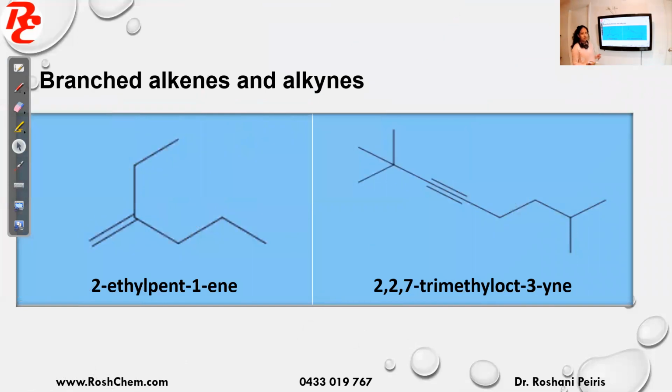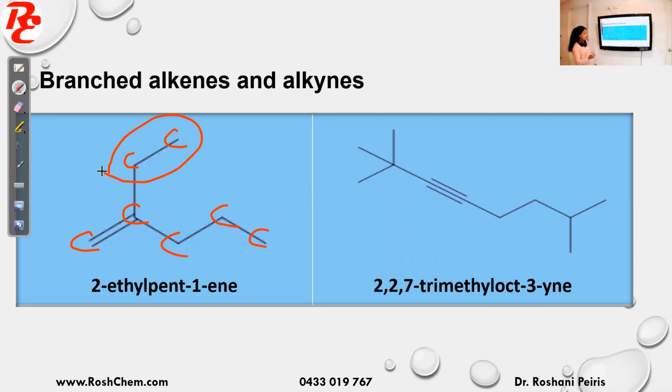Okay, so how do we name branched alkenes and alkynes? Now look at these two structures. These are skeletal formulas. If you have to name a skeletal formula, the first thing I do is put carbon atoms on them. So these are the carbon atoms. Now you can see this group is coming out of the parent chain. So that is your substituent. Because it's 2 carbons, that is the ethyl group.